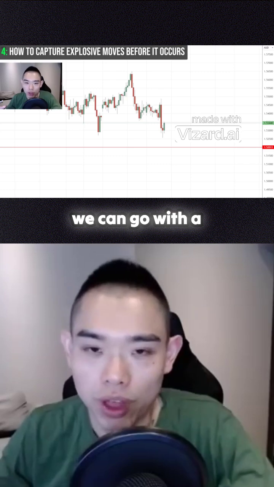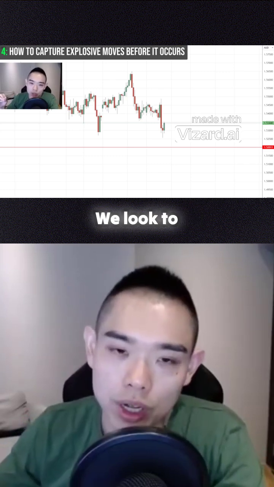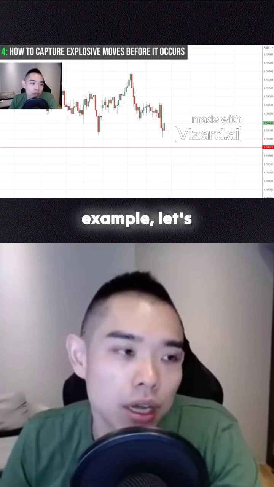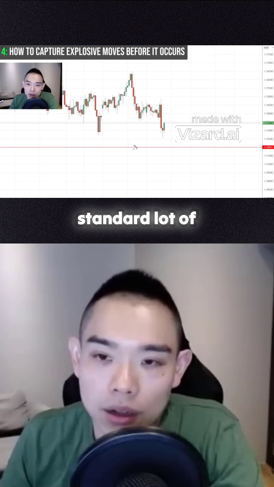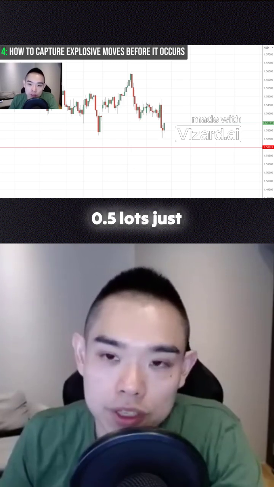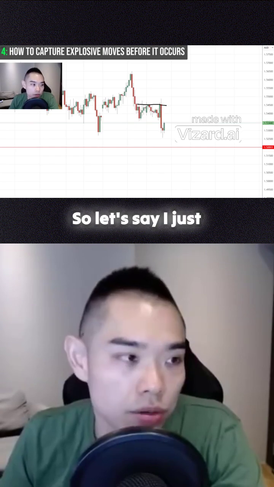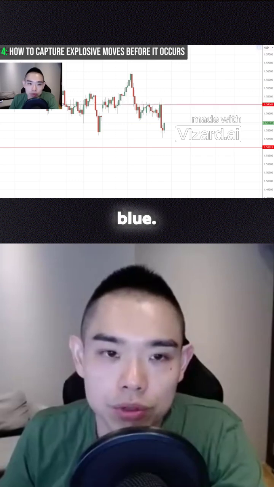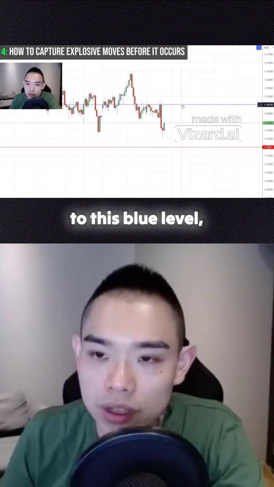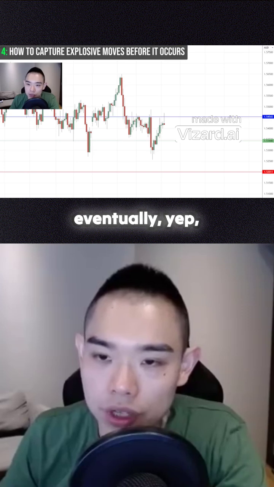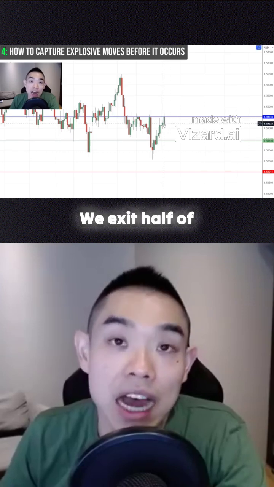This is where we can go with a hybrid approach. We look to capture a swing and ride a trend at the same time. Let's say, for example, we buy one standard lot of Euro Aussie. We can take profit on 0.5 lots just before this recent swing high. Let me change this to blue. Let's say if the market gets to this blue level, we exit half our position. In this case, the market did eventually reach this blue level, and we exit half of our position.